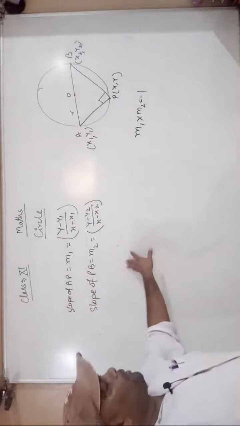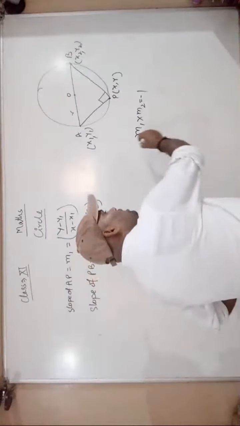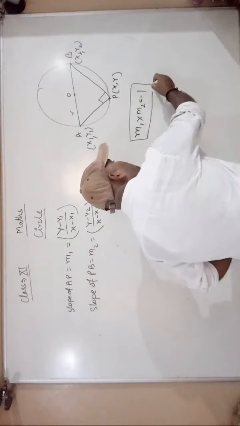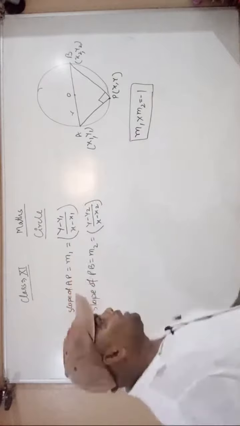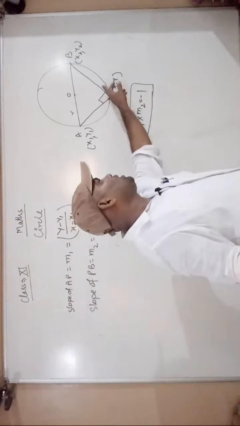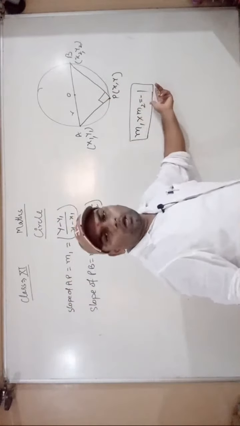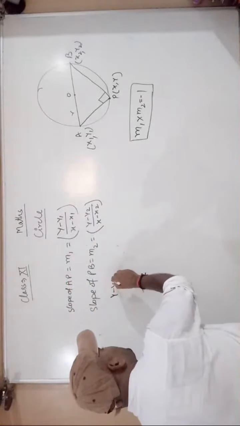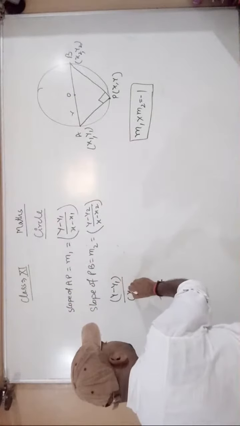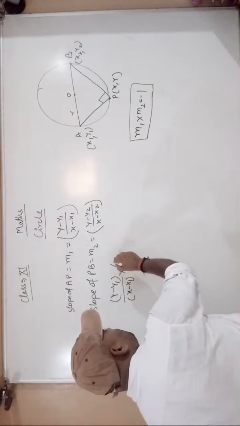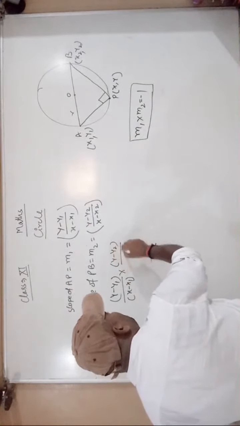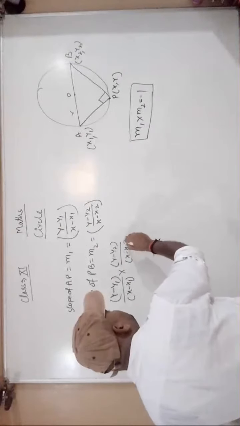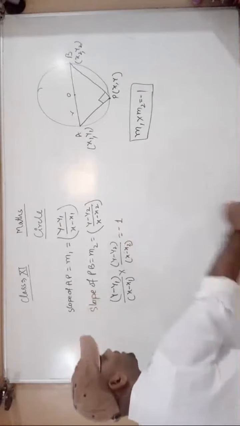Okay, now we will use that the product of slopes should be minus 1. As these two lines are perpendicular, the product of their slopes should be minus 1. That means (y minus y1) upon (x minus x1) into (y minus y2) upon (x minus x2) is equal to minus 1.